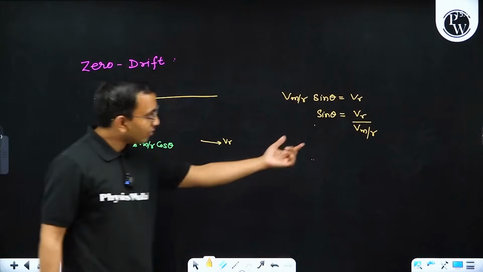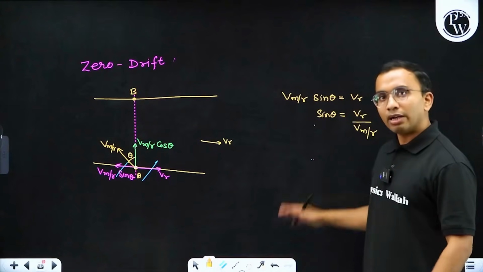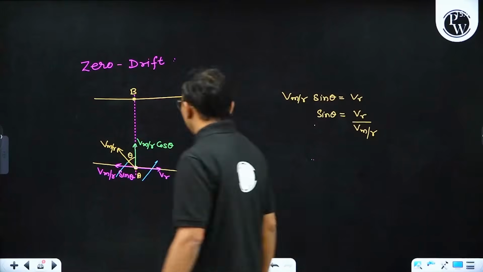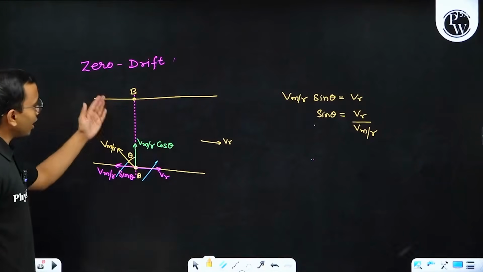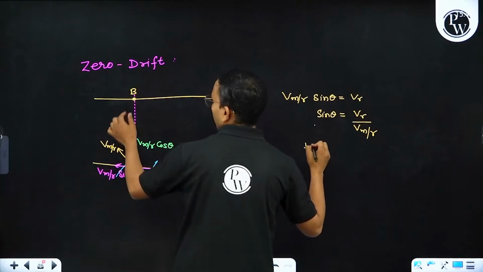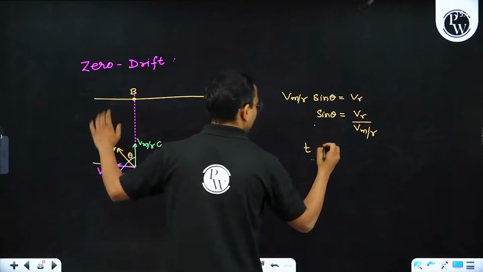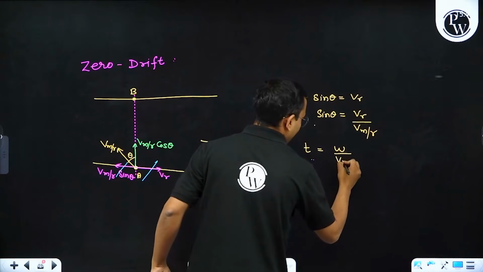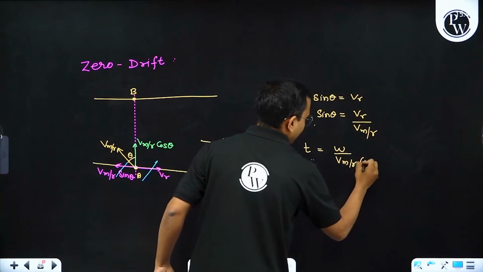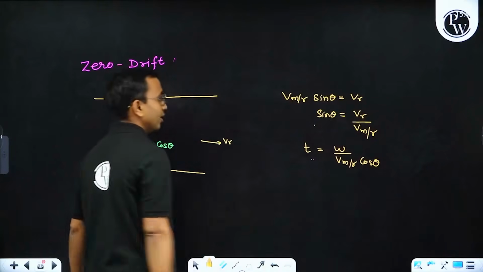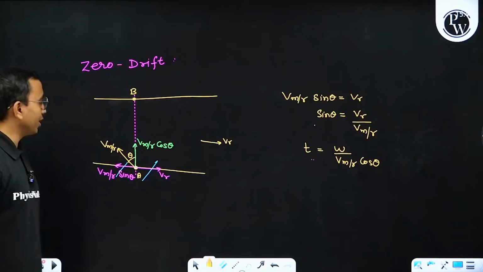In the question you will be given velocity of man with respect to river and velocity of river. They will ask you sine theta. You can solve like that. And how much time will it take to cross? Time is equal to the width of the river W divided by the vertical velocity, which is velocity of man with respect to river into cos theta. How can you put cos theta? From here, this is sine theta, you can find cos theta from there and put it there.